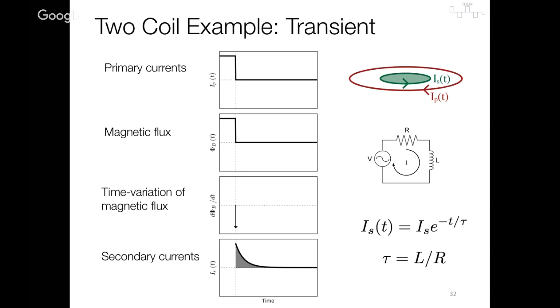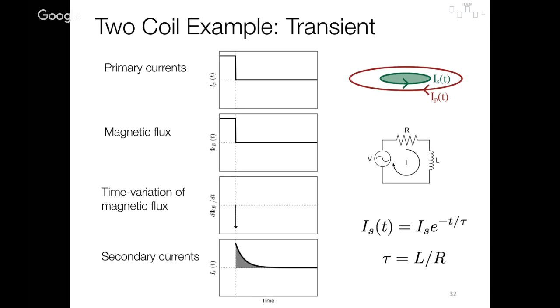But what about the time rate of change of flux in this target loop here? Well, instantly there's a huge time rate of change. So it's like a delta function, like an impulse. And that's going to immediately set up a current in here. And that current is then simply going to decay, just the way as if you initiate this circuit here with an initial current, and then you just let it go. And so that current decays away according to this formula here.